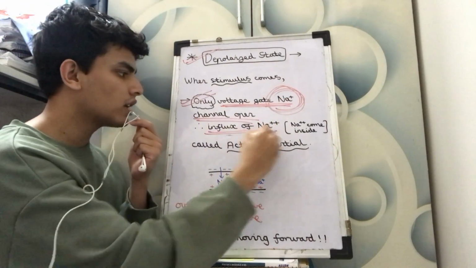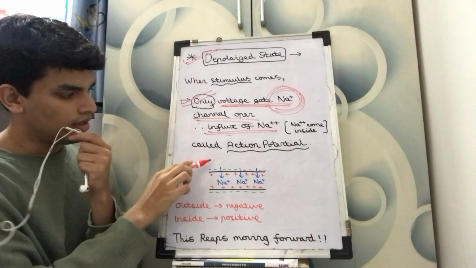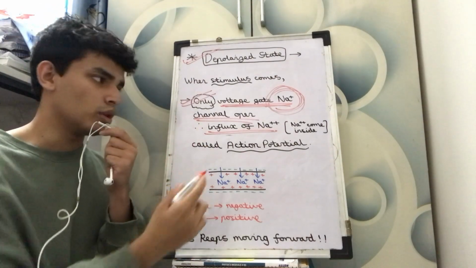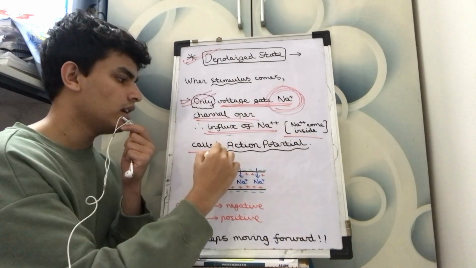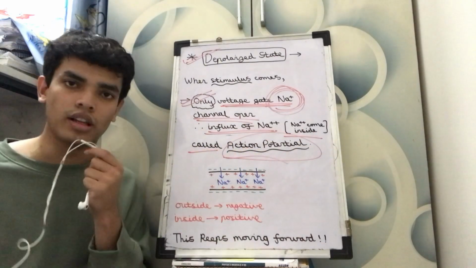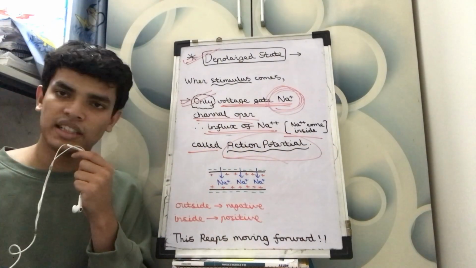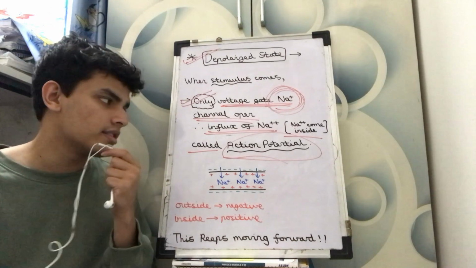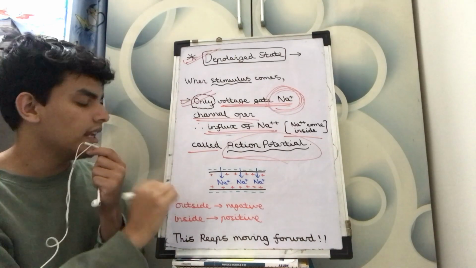There is an influx of Na plus. What happens to the Na? Na comes inside because of the stimulus. Na comes inside and this is called the action potential. So it can also be a question: where does the action potential occur? It occurs in the depolarized state. So this Na comes inside.